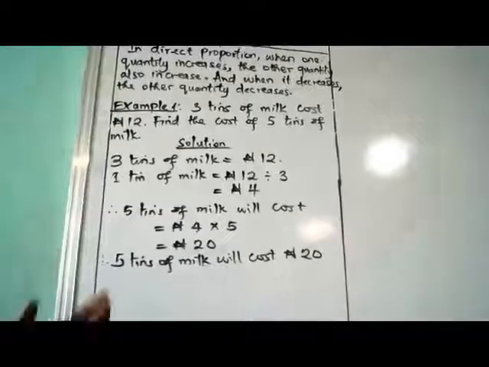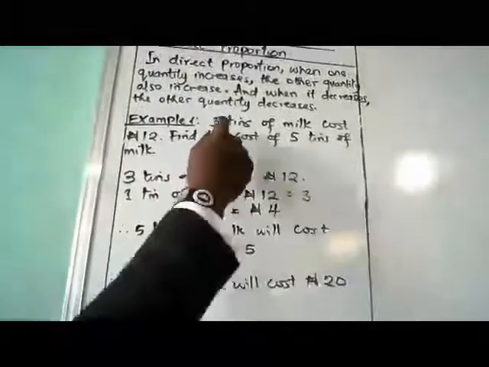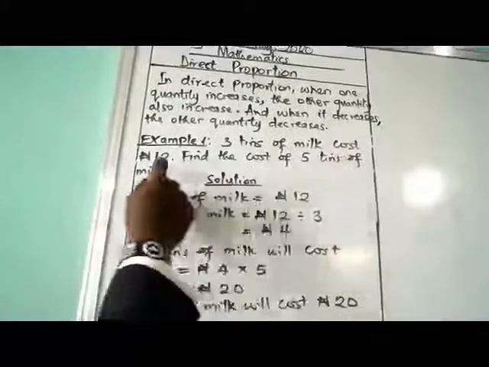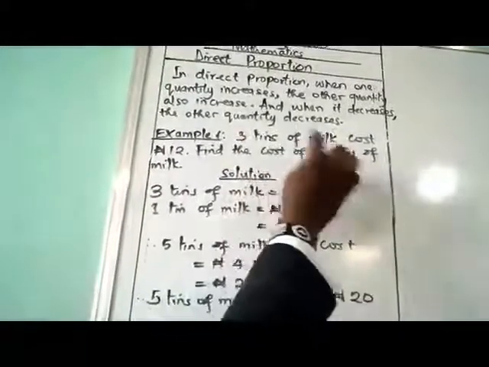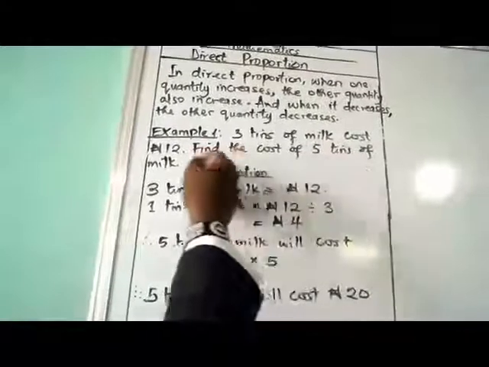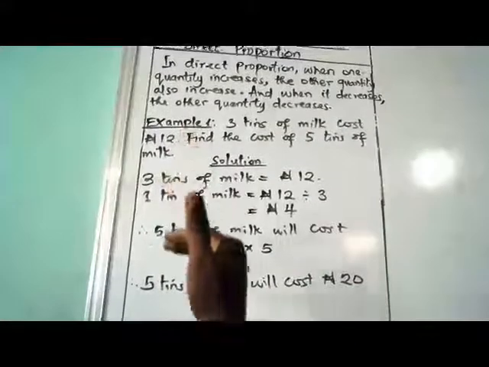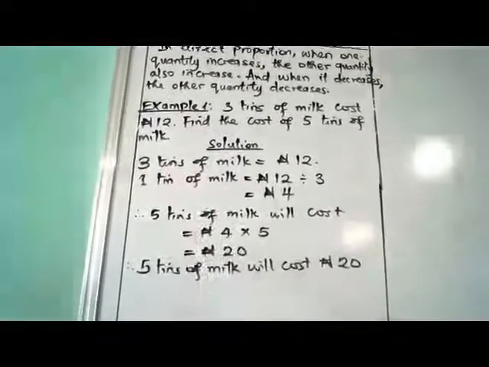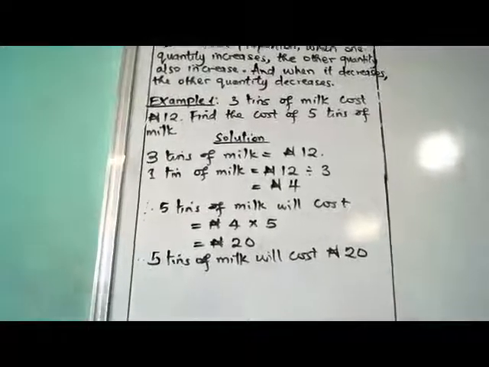So like I said, when we look at the value, when we have 3 tins of milk, it costs 12 naira. Now the number of tins has increased to 5. Definitely the amount we obtain also increases. So when one increases, the other also increases, and when one decreases, the other also decreases. So let's look at the second example.